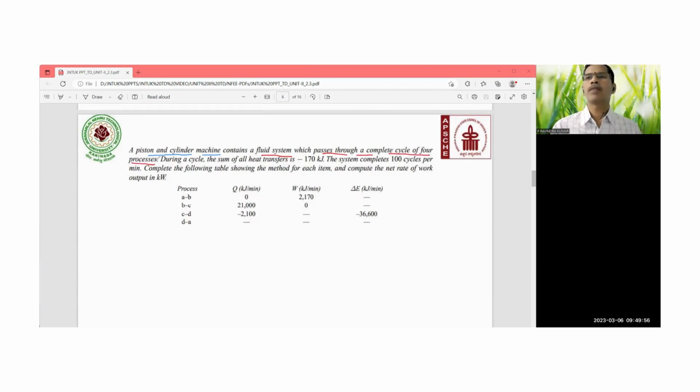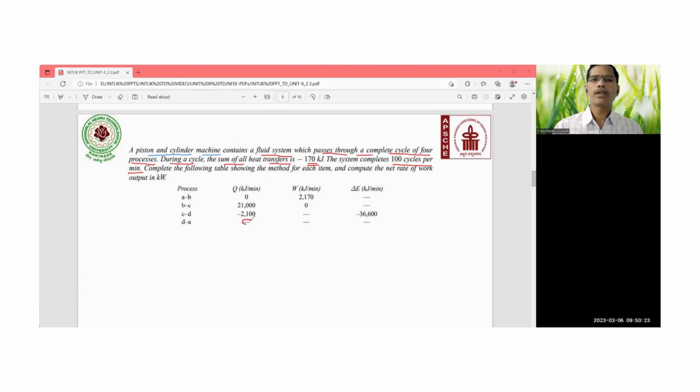So a cycle is nothing but it is consisting of the various processes. So in this case, during a cycle, the sum of all heat transfers is minus 170 kilojoules. The system completes 100 cycles per minute. Then complete the following table.